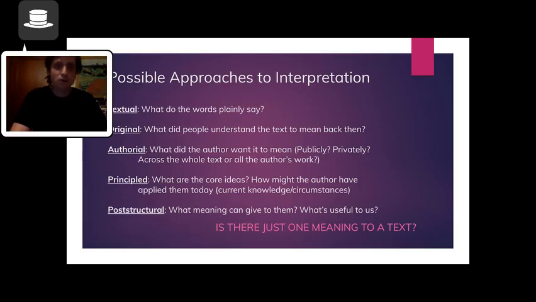And then finally, post-structural, this is sort of a funny term, but essentially what it means is these other approaches, particularly the first ones, primarily this authorial one, but also to a great extent this principled one. What are the core principles? What's the gist of the work? Those all focus on finding meanings in what the author intended, what the author would have thought, what the author believed. Post-structural approaches basically say the meaning is ours to make, right?